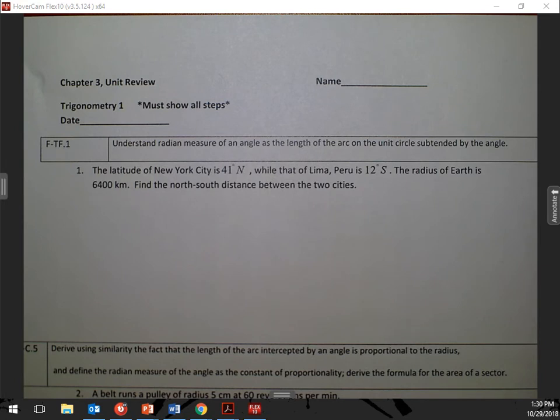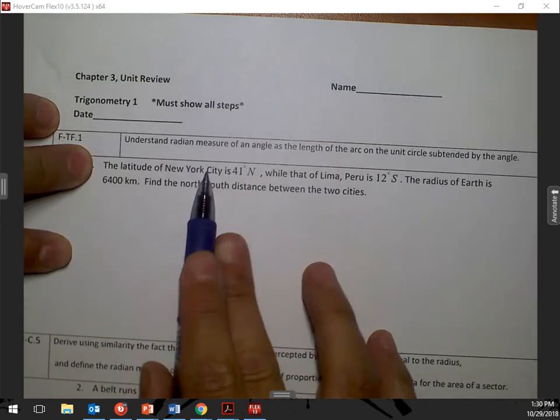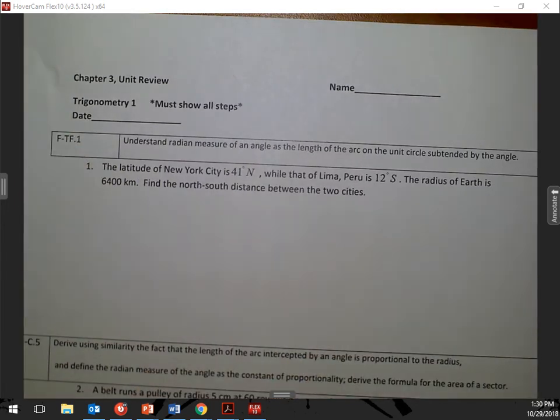So for this right here, it says the latitude. Excuse me, I need you to shut up. Yes, you.